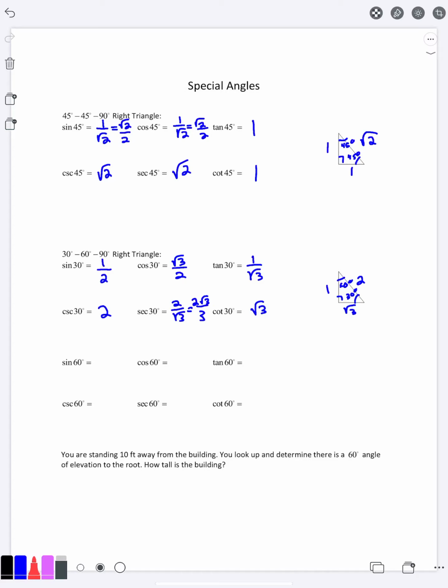Now for sine of 60, so now we're looking at the 60 degree angle. This time the side that's opposite is going to be root 3. So it would be root 3 over 2, 1 over 2, and tangent, opposite over adjacent, is root 3. And then our three reciprocals again.